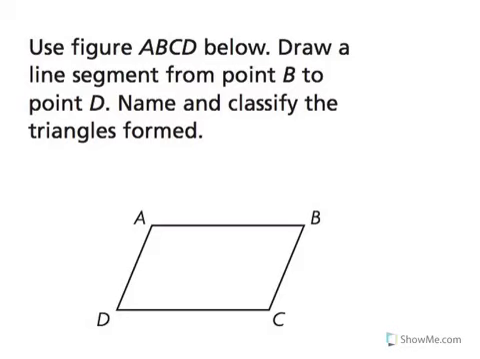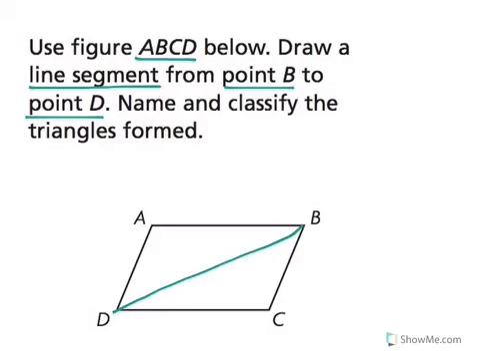All right, now we're going to use figure A, B, C, D below. We're going to draw a line segment from point B to point D. Whoops, that was kind of crooked. Let me try again. From B to D. Now we're going to name and classify the triangles formed.